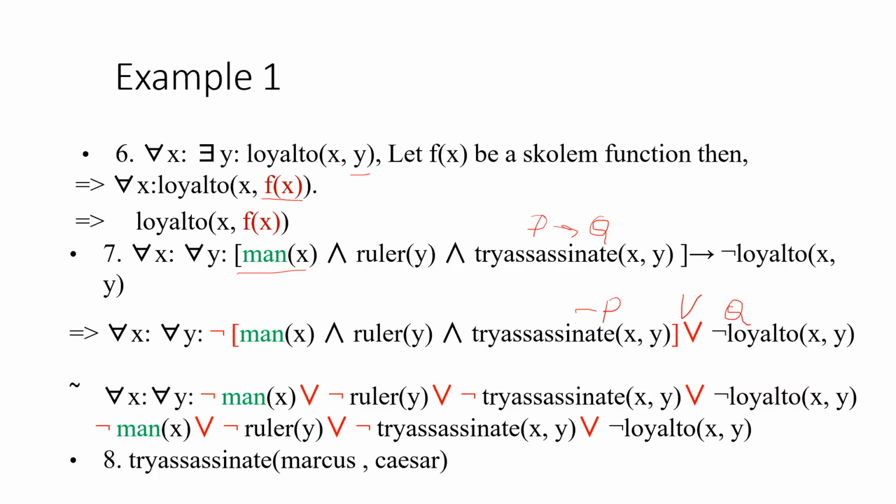And then you can see we have to take this negative inward. So this will become a negation of man x and not ruler y, and this and will become or, and here also this and will become or and not try to assassinate. The remaining part we can add or not loyal to x comma y. Then the next one is try to assassinate Marcus comma Caesar. There is no change in that. So that step is completed. That is, we converted all WFF into clause form.